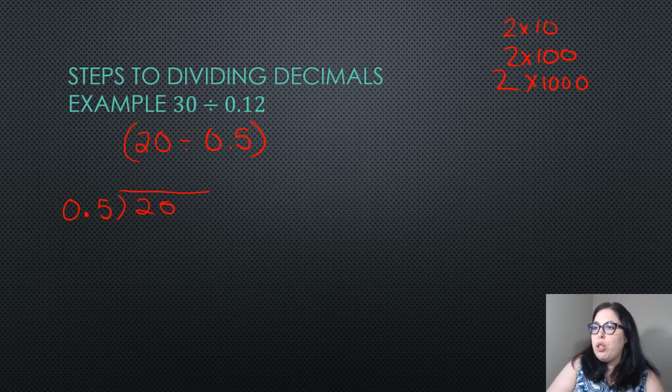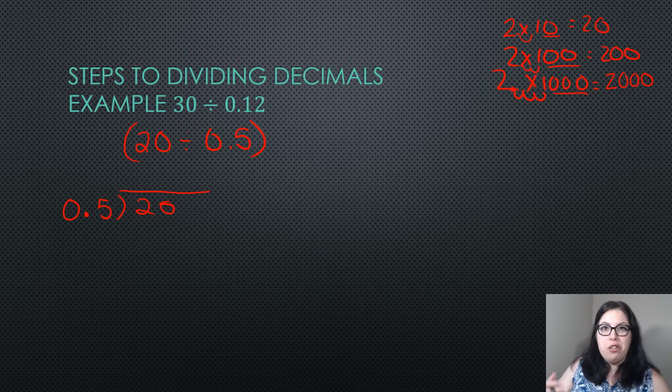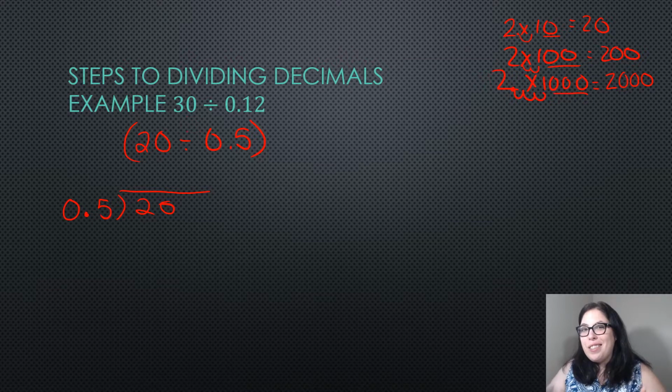If I were to multiply 2 times 10, it would be 20, which is like moving the decimal place at the end of that 2 one place. If I multiply it by 100, the answer would be 200, which is like moving the decimal 2 places. If I multiply it by 1,000, my answer is 2,000, which is like moving the decimal 3 places. So the amount of zeros the factor has is how many places it's going to move it.